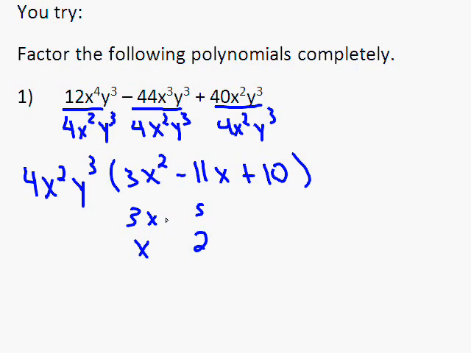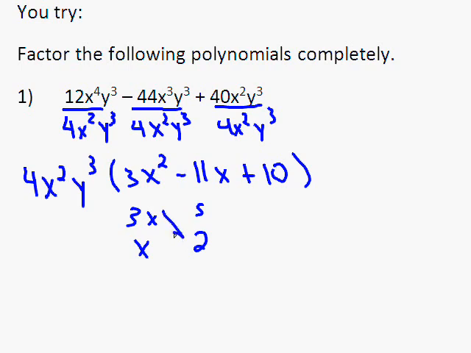And then I'm going to multiply. I'm going to multiply straight across first. 3x times 5 is 15x. x times 2 is 2x. And we add them together. This is a method of guessing and checking to see if it gives me a negative 11x. And these two do not, so I know that I cannot use the 3x and the 5 or the x and the 2 multiplied straight across.